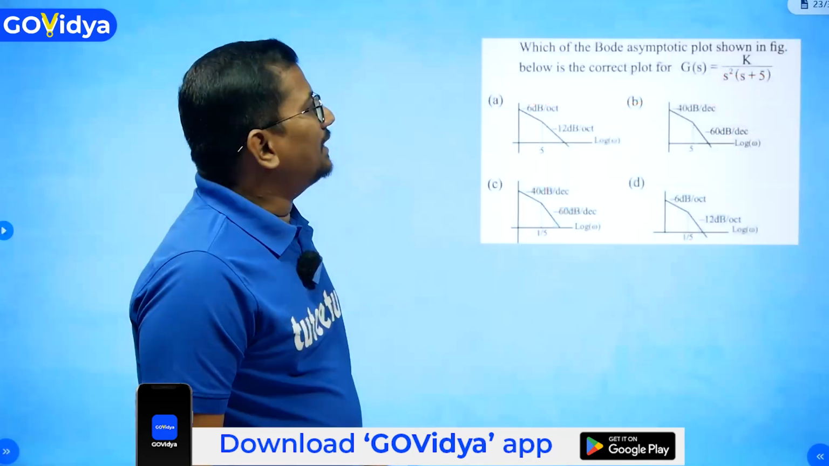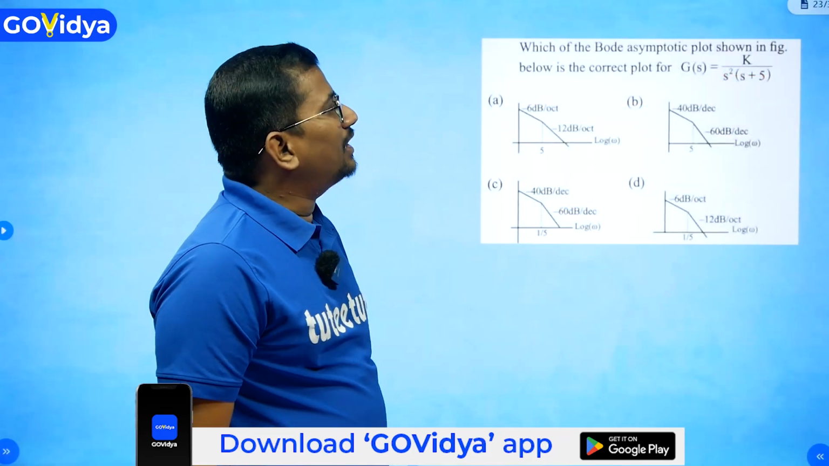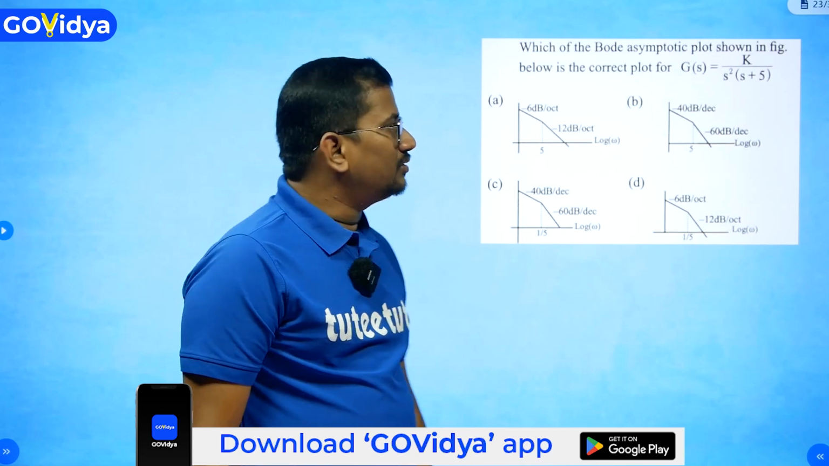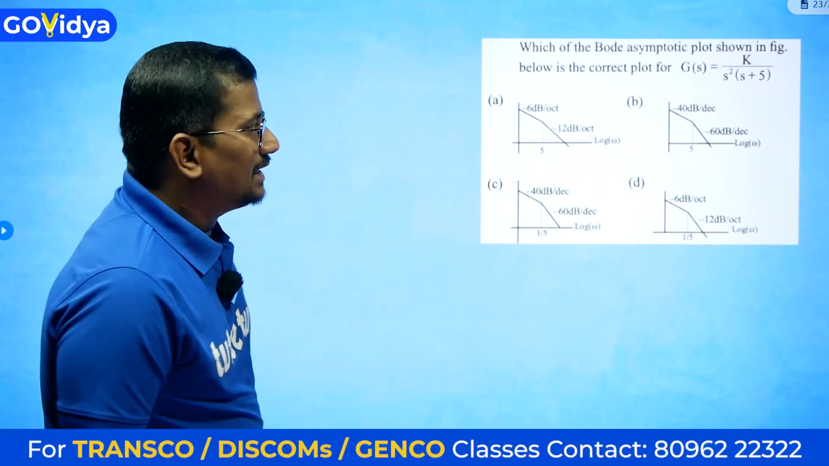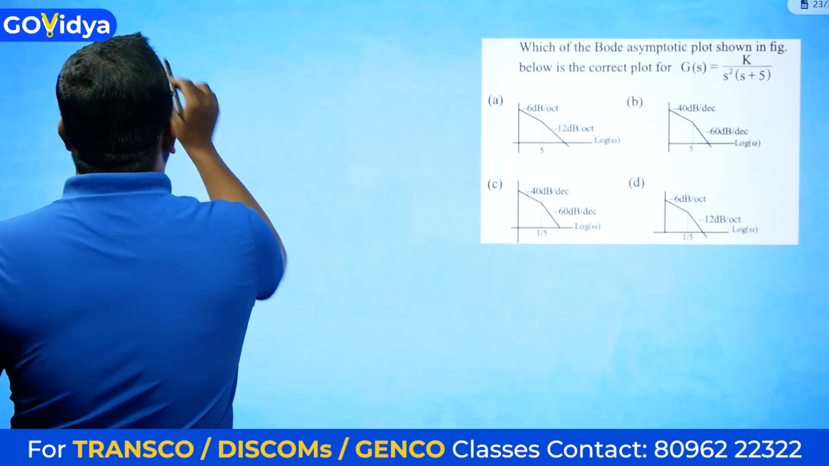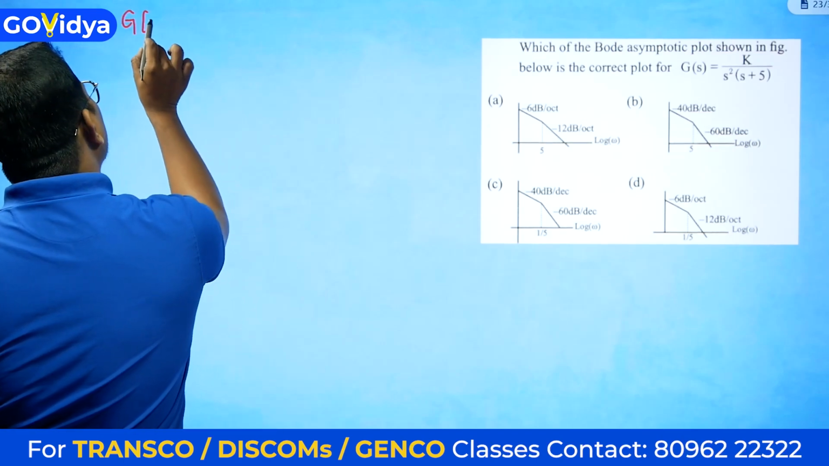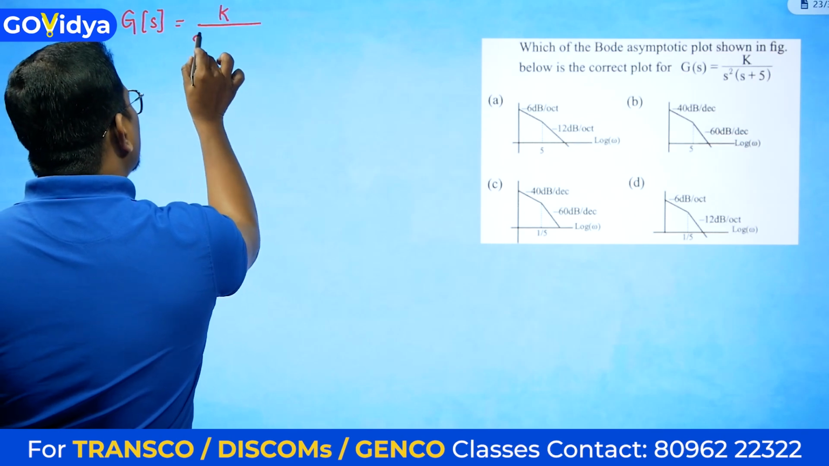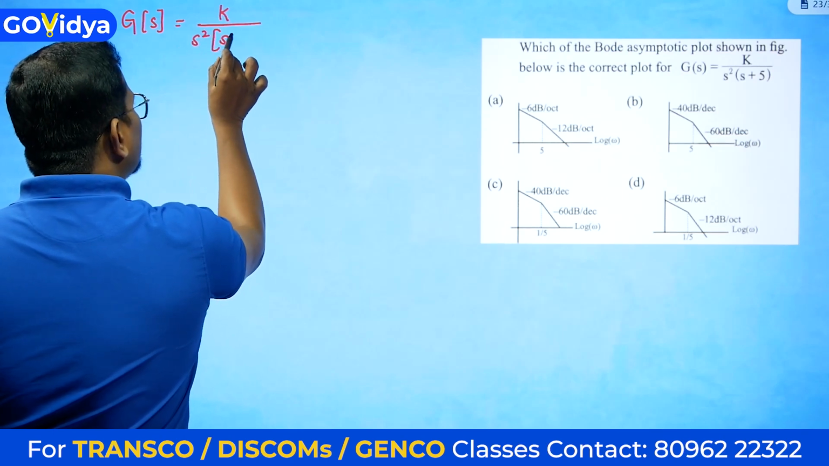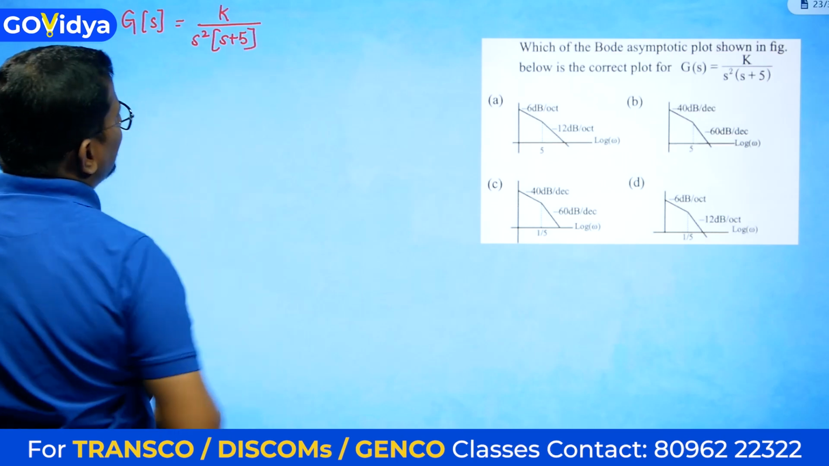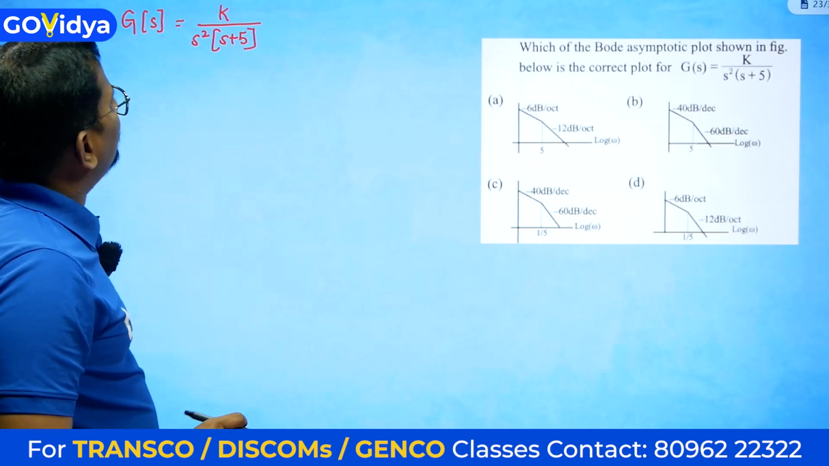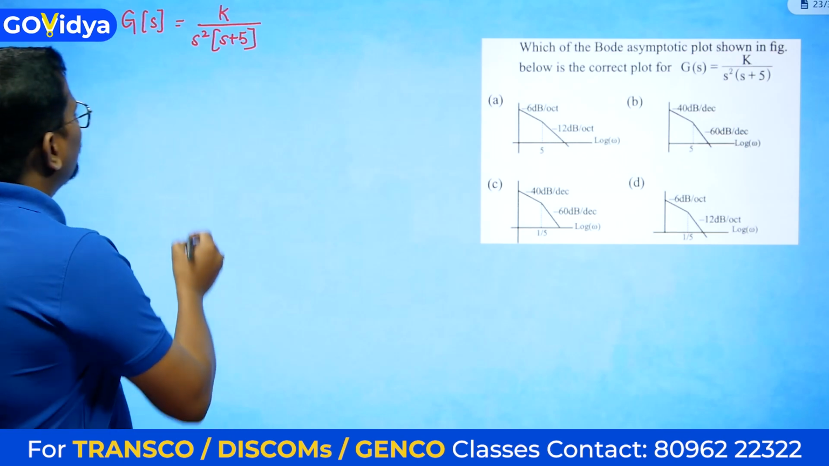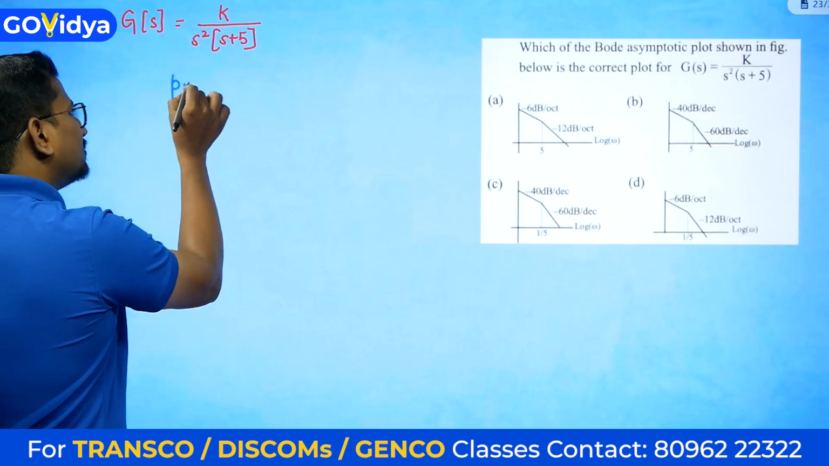Okay. Let us see this. Which of the Bode asymptotic plots shown in the below figure is the correct plot for G of s equal to K by s square into s plus 5? First let us take the transfer function. Let me take it as G of s equals K by s square into (s plus 5). Can I say this? Yeah. So you tell me how many poles at origin are there? 2 poles at origin.